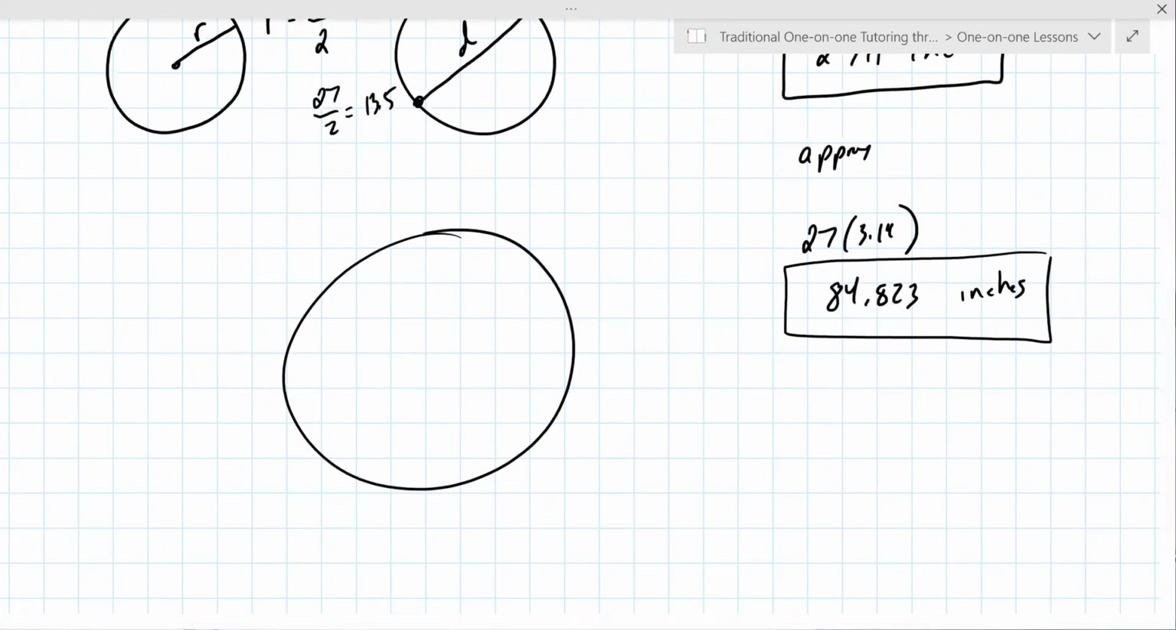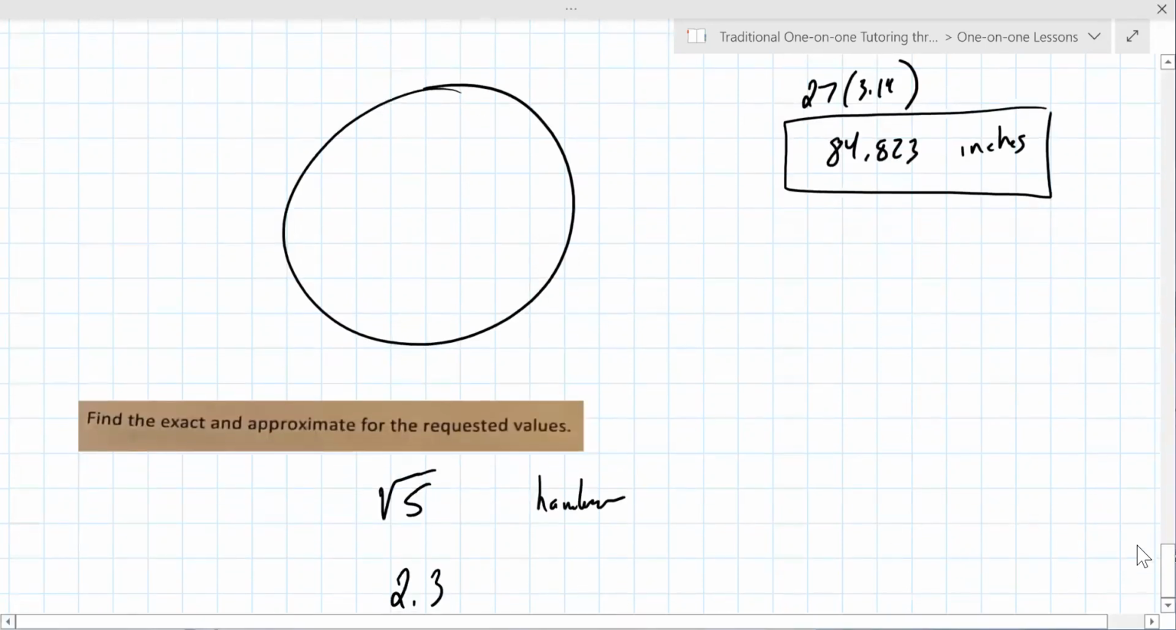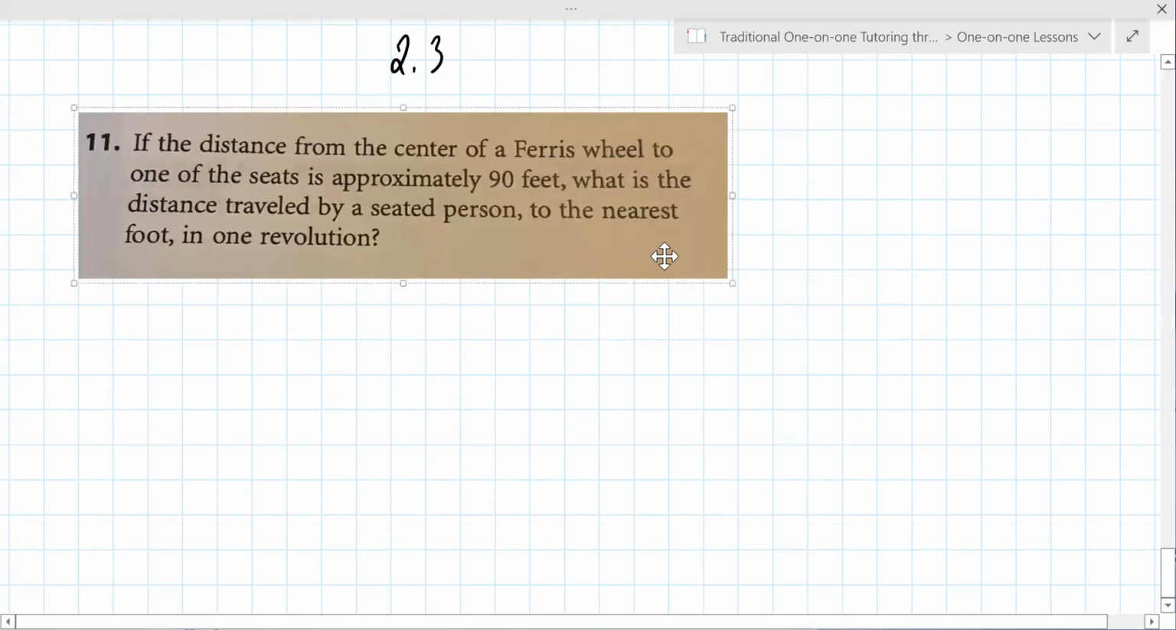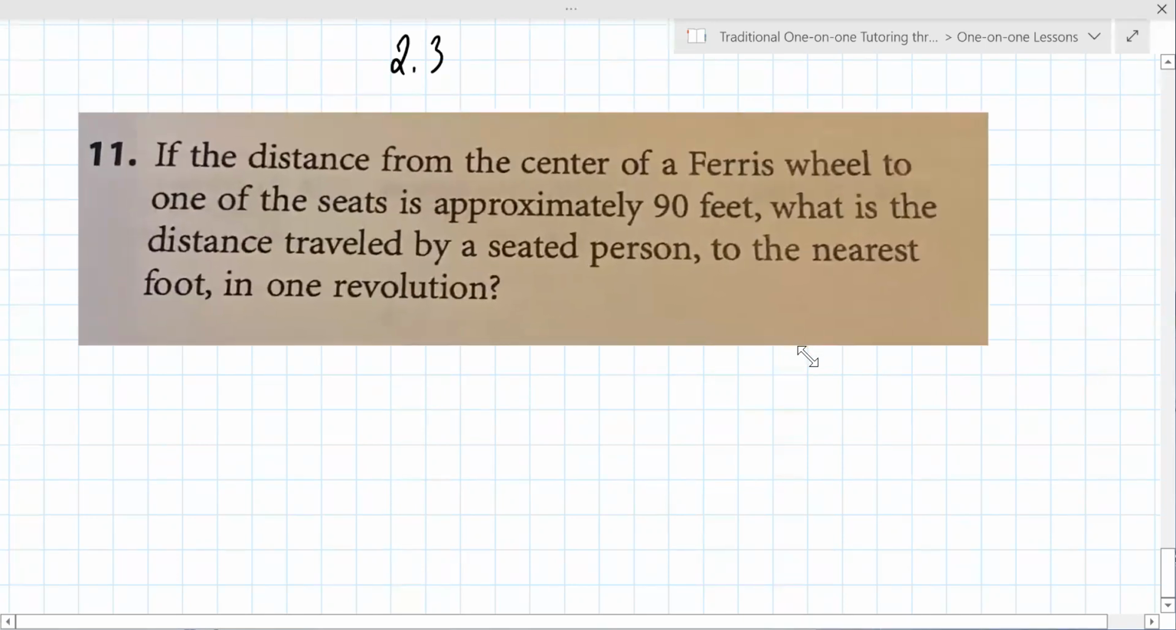So should I always show the approximate as well? Yes, because it even says here on the other side, find the exact and approximate for the requested values. Okay, I'll make sure to do that. It's easy to overlook, but the more comfortable you get with this pi thing, it'll be natural. You'll just say, oh yeah, it's just pi. Pi is a number. It really is. It's misunderstood, but it's a number.